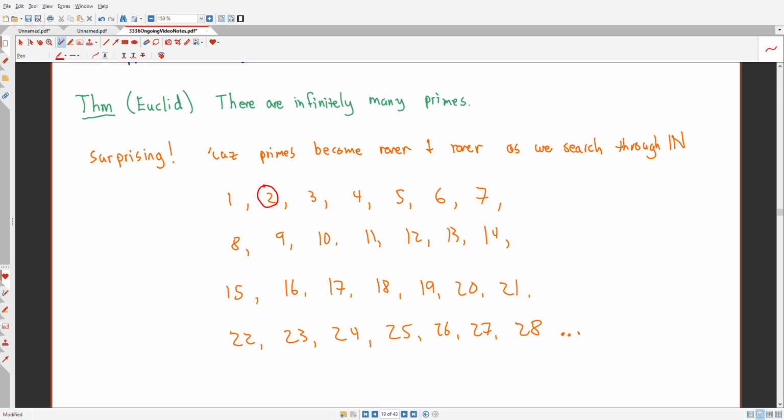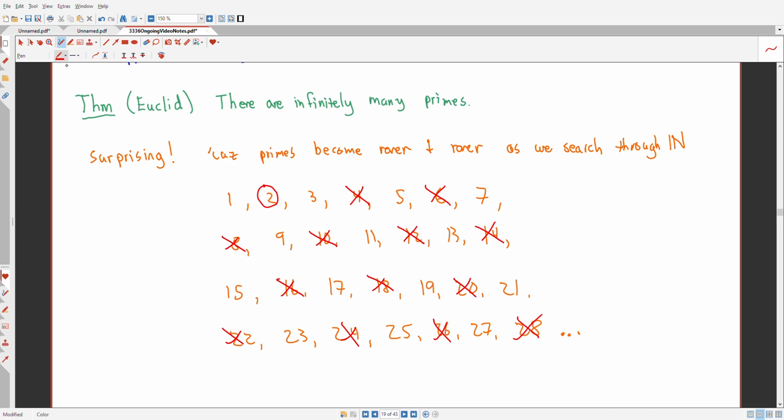But since 2 is prime, every multiple of 2 is now not prime. So anything that 2 divides into cannot be prime. So once 2 is prime, 4 isn't prime, 6 isn't prime, 8 isn't prime, 10 isn't prime, 12 isn't prime, 14 isn't prime, 16's gone, 18's gone, 20's gone, 22's gone, 24, 26, and 28, and all the even numbers are now off the table. None of the even numbers are prime, except this first one, 2.